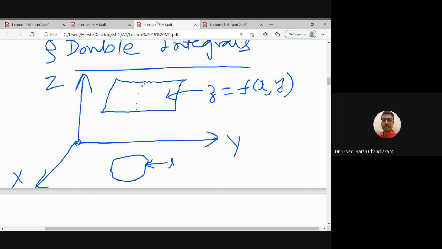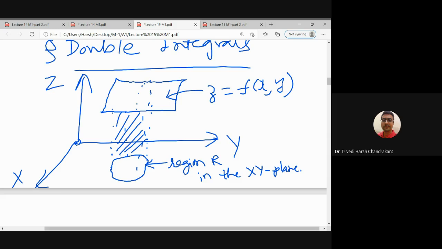So this is the region R in the xy plane. If we integrate this function over this region, we get all the points up to the function. That is basically this portion, a kind of shadow in the xy plane, which is the region. Whenever we have a function y equals f of x and we integrate it, what we get is area. But here what we get is essentially volume.